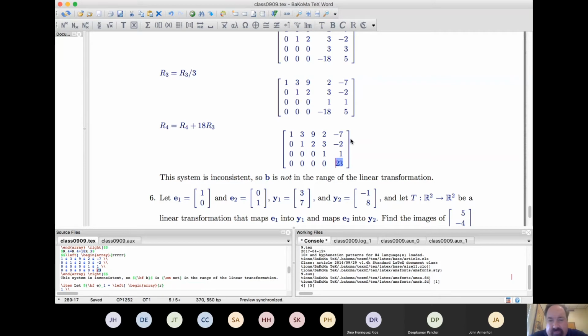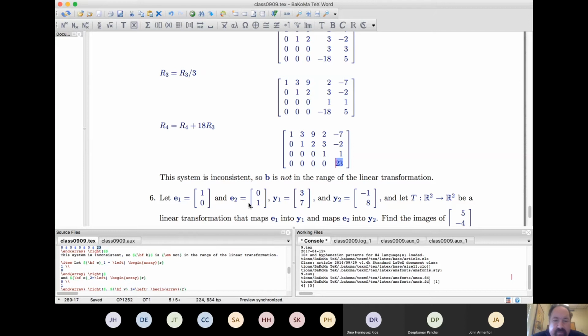And as I mentioned, if you have a pivot position in every row, then a solution exists. But we do not have that here. We only have pivot positions in rows 1, 2, and 3, not in the fourth row. So when it happens, it just depends. A solution might still exist, but not here. It depends on the right-hand side.